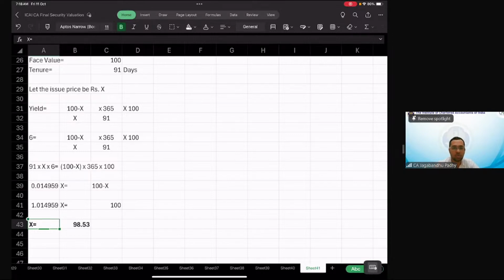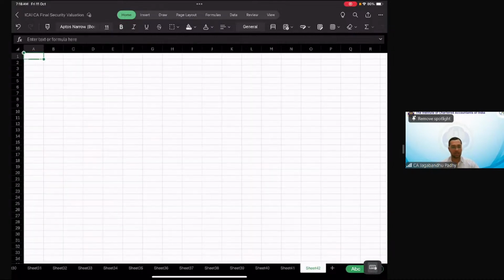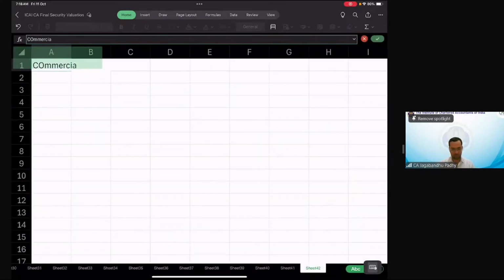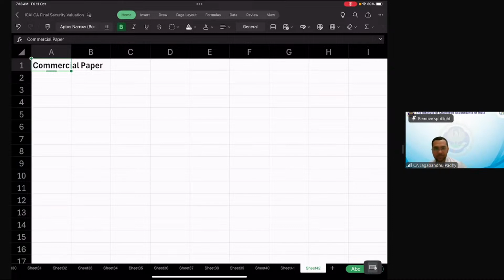Okay, so then let's go for another concept called commercial paper. Are we aware of this term, commercial paper, guys? What are these commercial papers, and who issues these commercial papers?